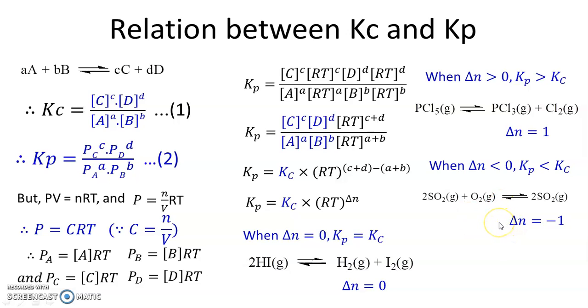So in this way we discussed the relation between Kc and Kp, and this formula is important: Kp is equal to Kc into RT raised to delta N, where delta N is the difference between the number of moles of gaseous products and gaseous reactants. This delta N is considered for gas phase reactants and products only, and not for the liquid or solid phase.